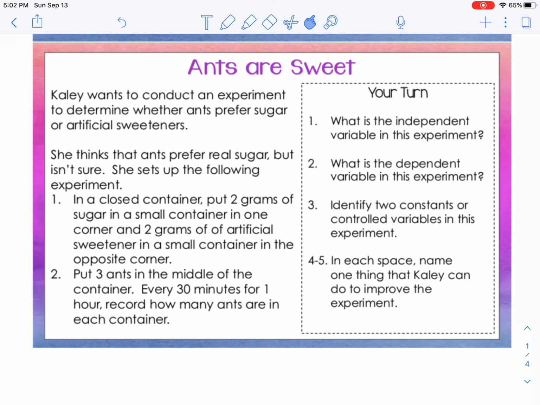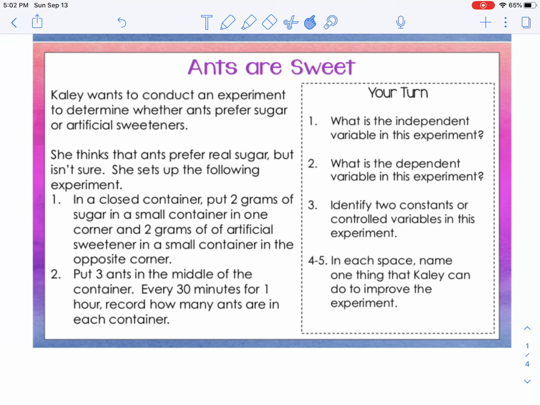In a closed container, now we need to have that closed so that they do not crawl out, put 2 grams of sugar in a small container in one corner, and then 2 grams of an artificial sweetener in a small container in the opposite corner. Place 3 ants in the middle of the container. Every 30 minutes for 1 hour, record how many ants are in each container. Now I'm going to refer to the sugar or the artificial sweetener as simply sweet material.